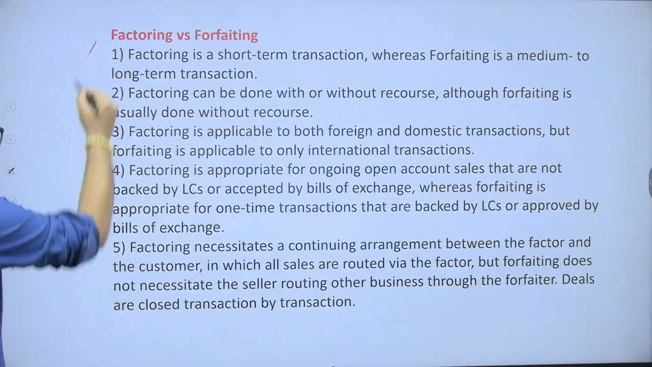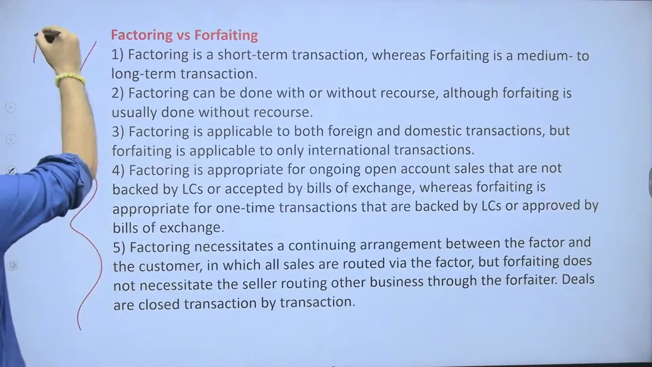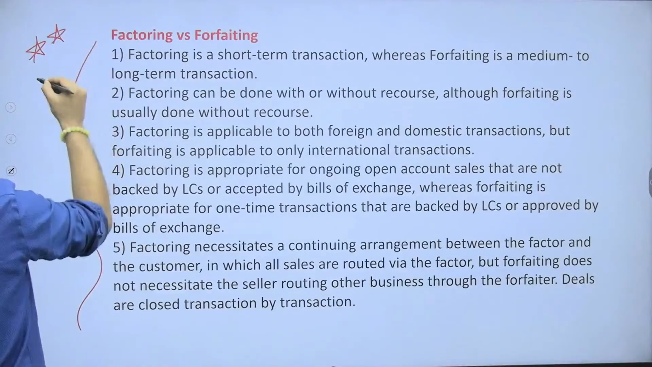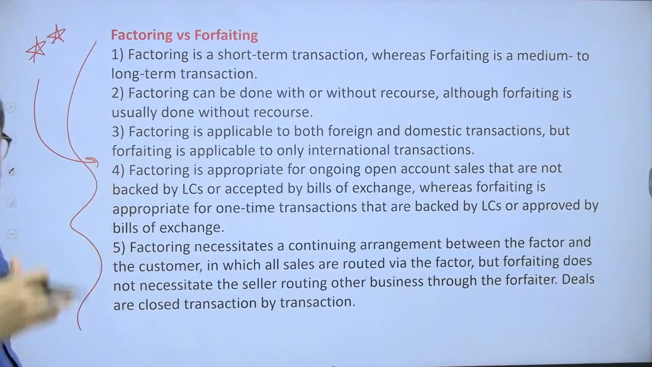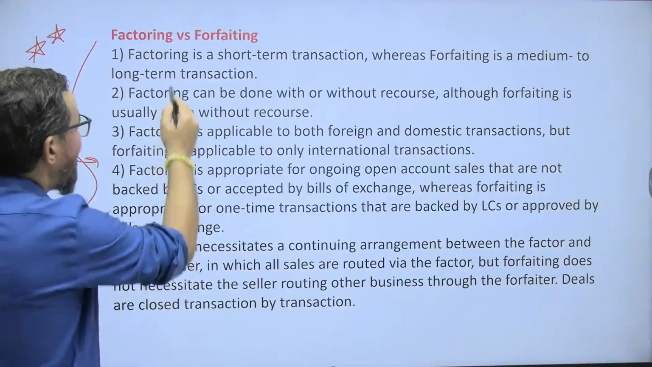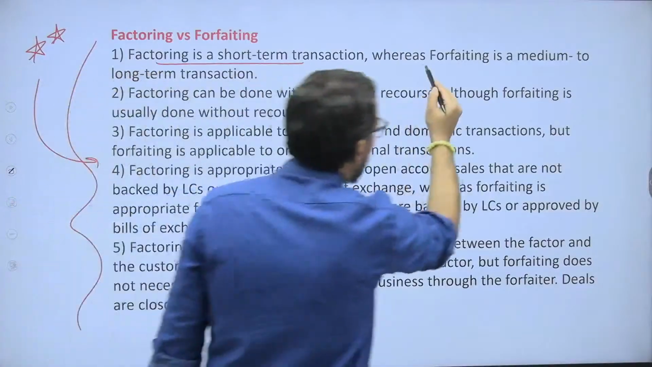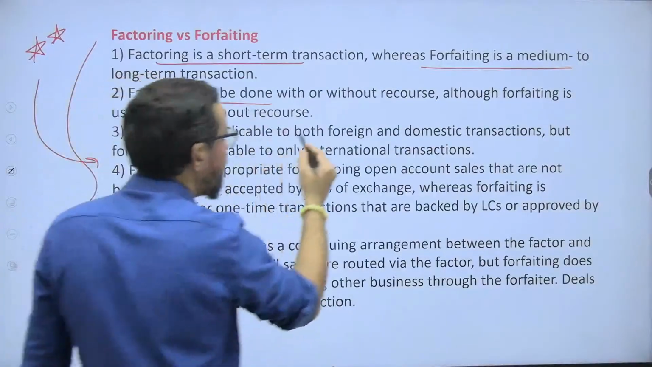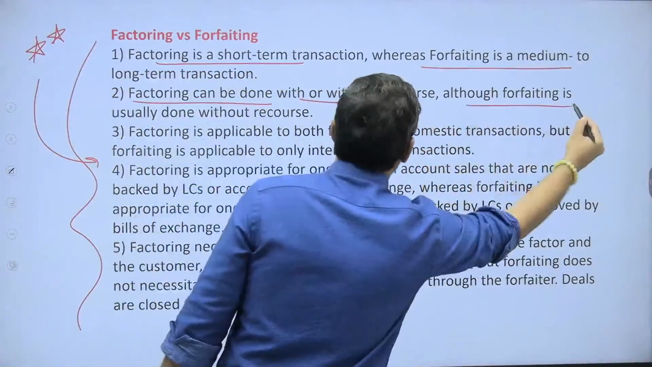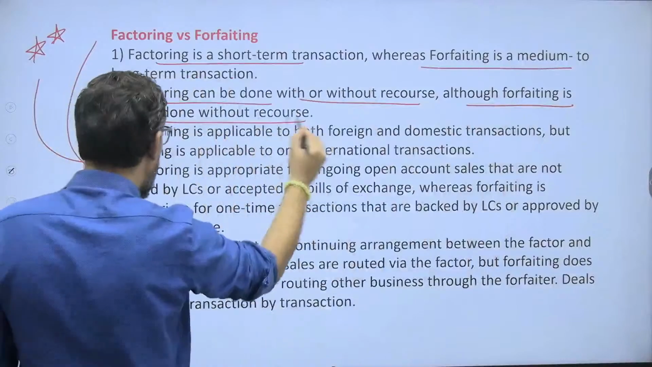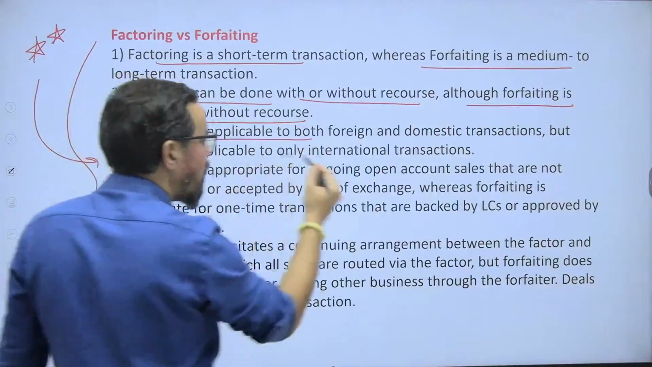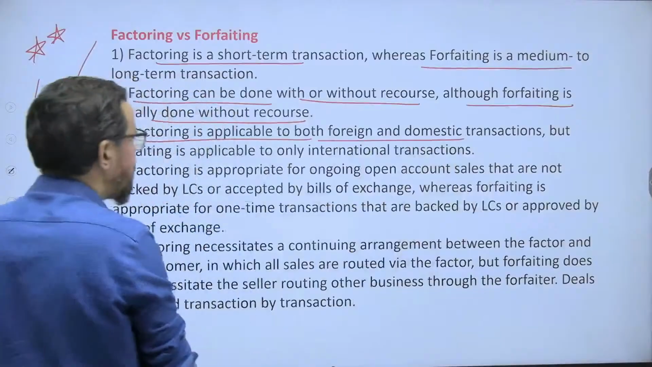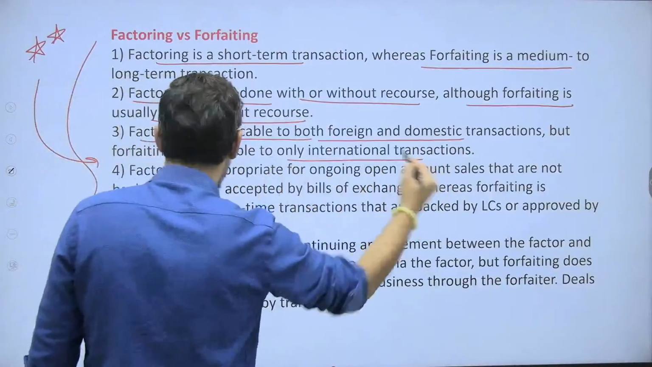So this is the differentiation. Very, very important. I have differentiated this so it can help you to revise things quickly. Factoring is a short-term transaction whereas forfeiting is medium to long-term. Factoring can be done with or without recourse, although forfeiting is usually without recourse. Factoring is applicable for both foreign and domestic, but forfeiting is generally for international.